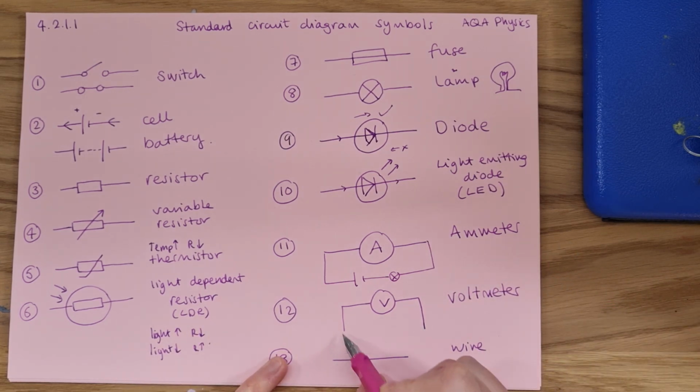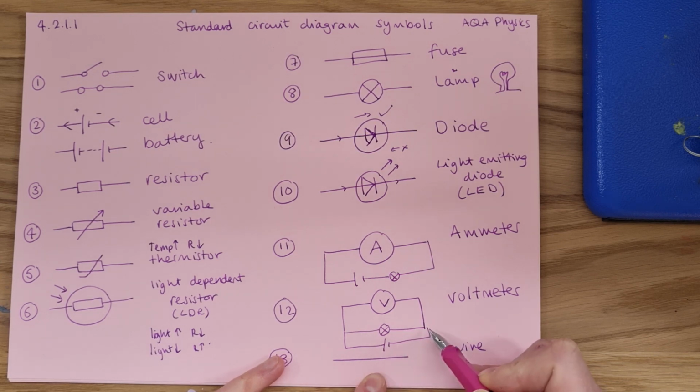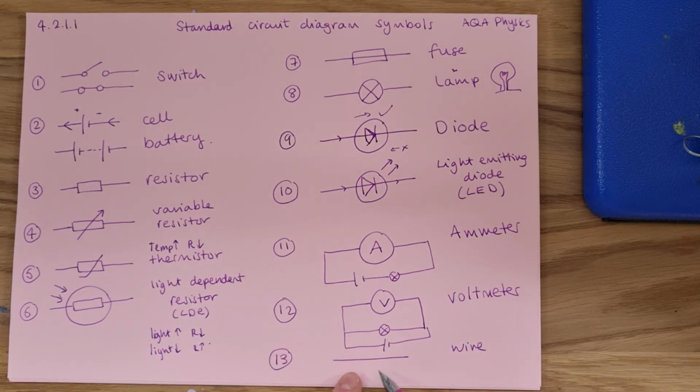A voltmeter. I like to draw it like this because voltmeters go in parallel. So if I wanted to measure the potential difference across a bulb like that, I'd have to connect it in parallel, and it measures the potential energy change, or the potential difference, across these 2 points. And then finally, this is not on the spec, but just in case it's not obvious, these straight lines here represent just a wire, which we consider to have no resistance. Right, that's it.